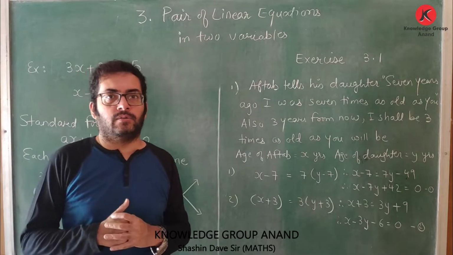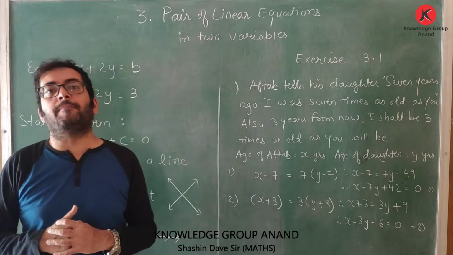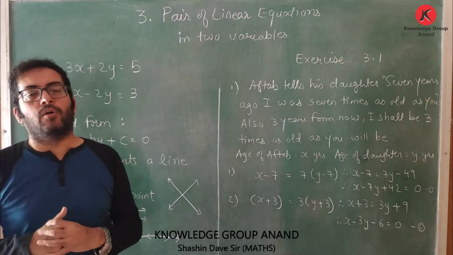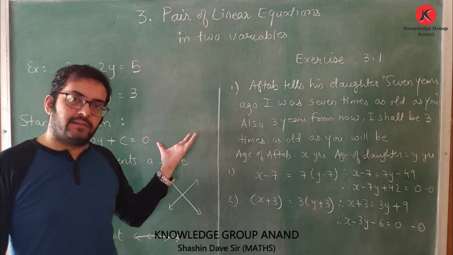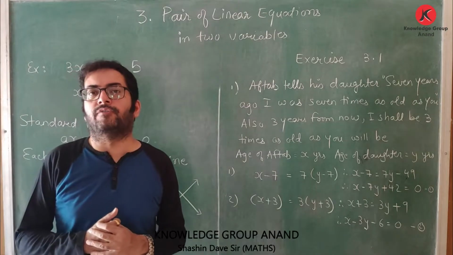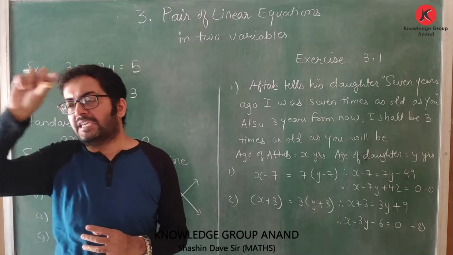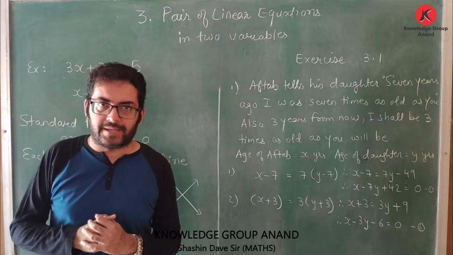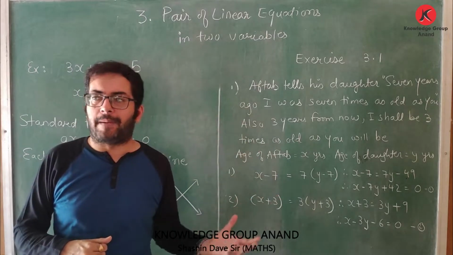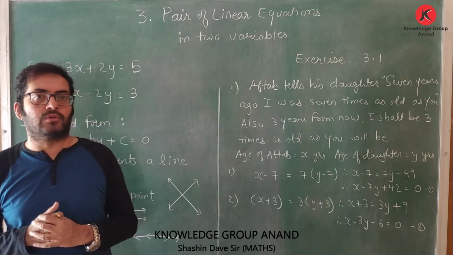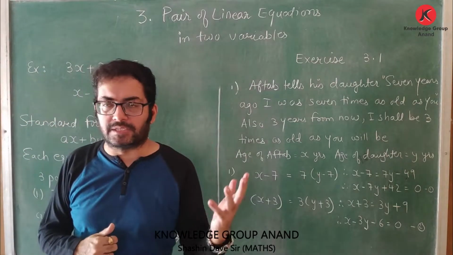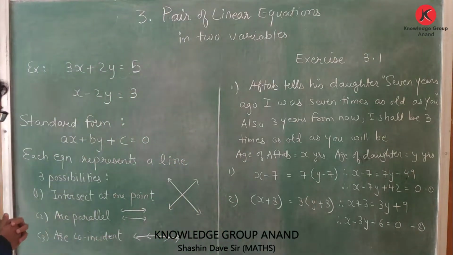Now as I already told you, you will have a pair of equations. When you represent these equations in the form of a graph, then each equation will be represented by a line. So as you are having a pair of equations, you will get two lines. Now when you are drawing those two lines on a graph paper, there are three possibilities. What are those three possibilities?